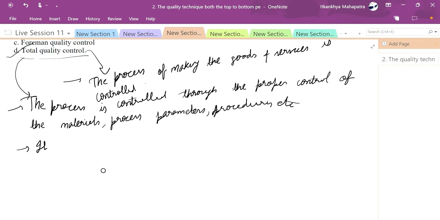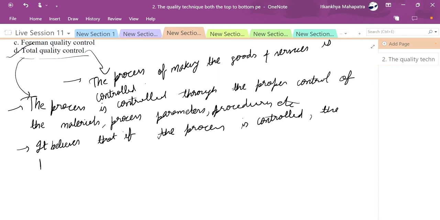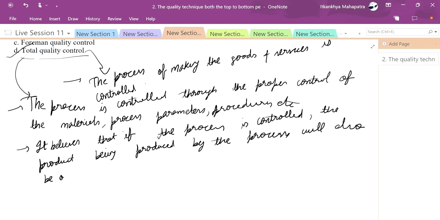Now, it believes that if the process is controlled, the product being produced by the process will also be of good quality.